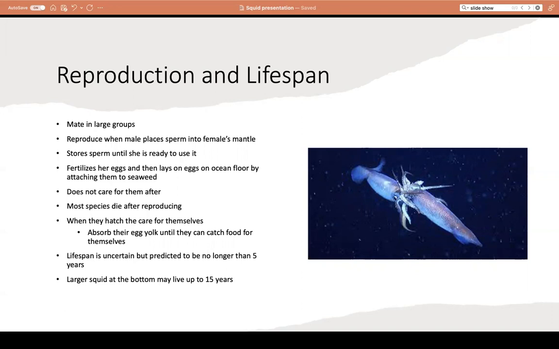Lifespan is typically around 5 years, but for those larger squid that live at the bottom, they can typically live about 15 years.